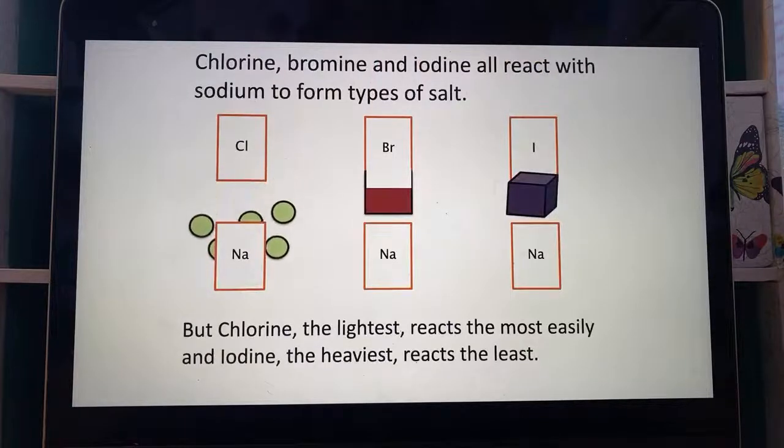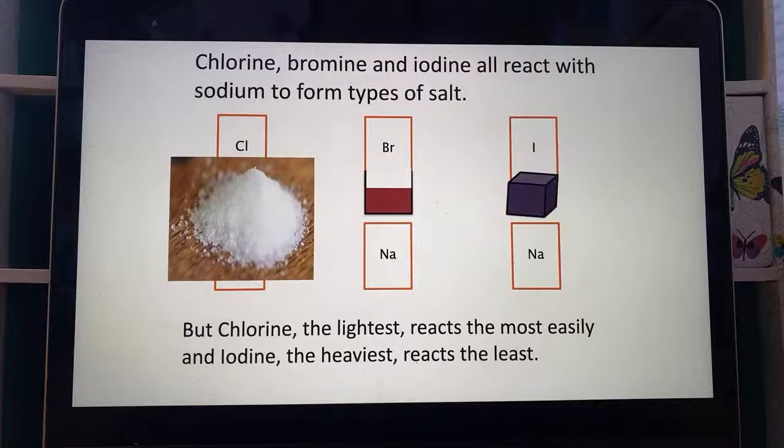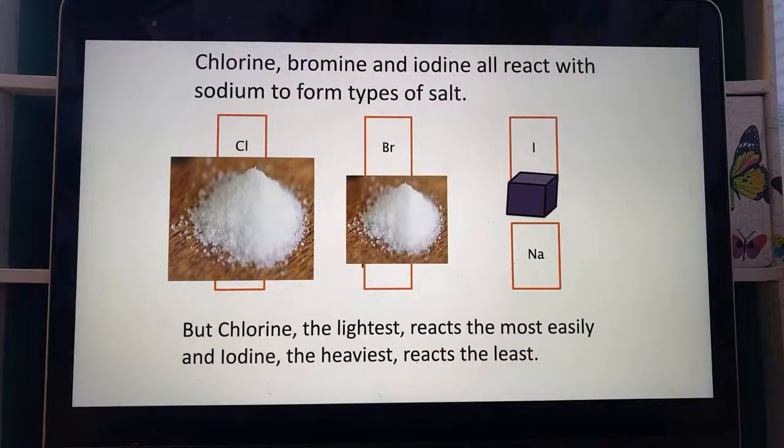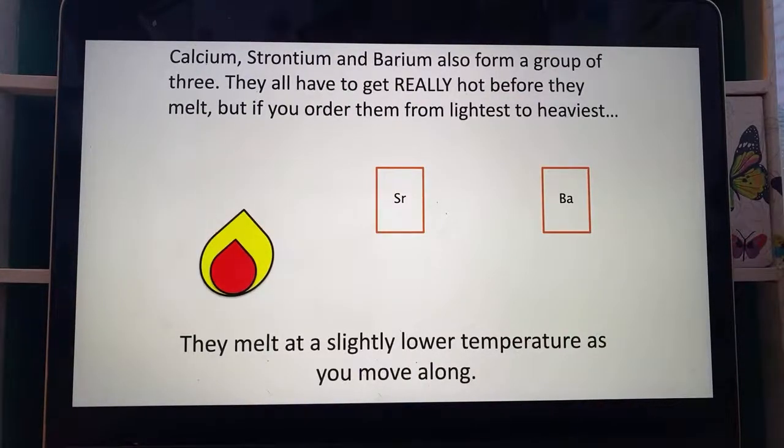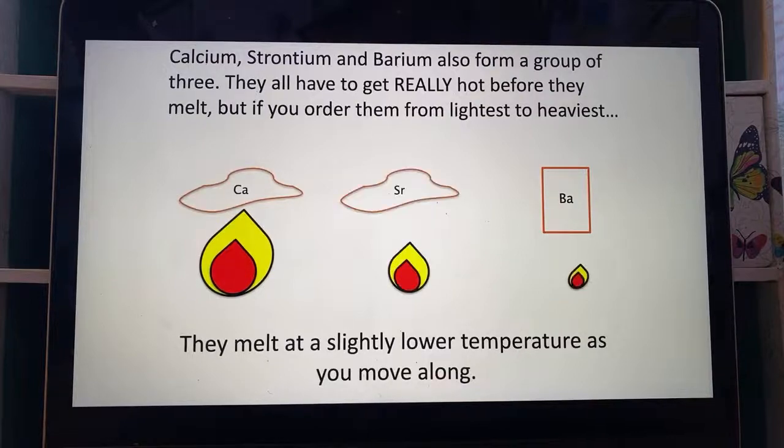As we've just seen, chlorine reacts with sodium to form salt. Well, bromine and iodine do that as well. But chlorine's the lightest and reacts most easily. Iodine's the heaviest and reacts the least. The last example, calcium, strontium and barium all have to get really hot before they melt. But if you put them in order from lightest to heaviest, they melt at slightly lower temperatures as you move.